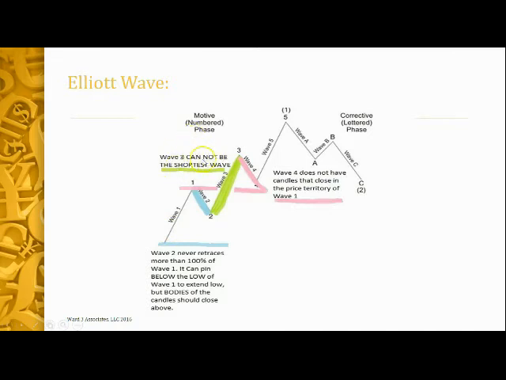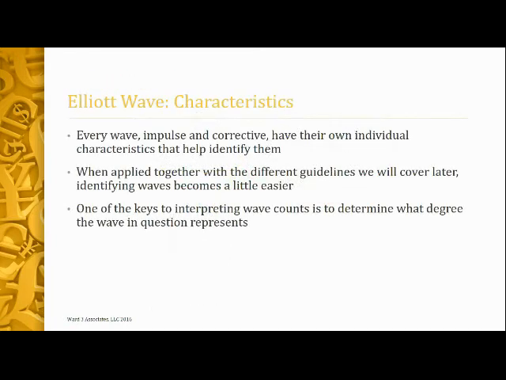Wave 3 cannot be the shortest wave in terms of price movement. Typically wave 3 right here is when a lot of traders hit profit, and I'll explain later on why. Every wave, impulse and corrective, has its own individual characteristics that help identify it. When applied together with the different guidelines, which we will cover later, identifying waves becomes a little easier. One of the keys to interpreting wave counts is to determine what degree the wave in question represents.